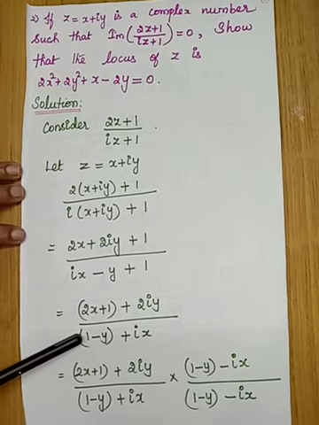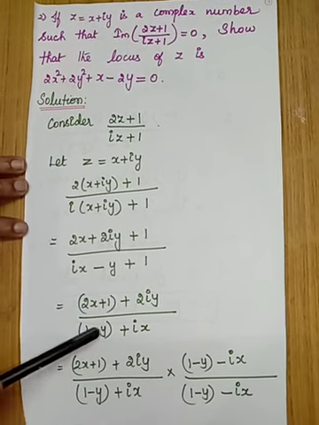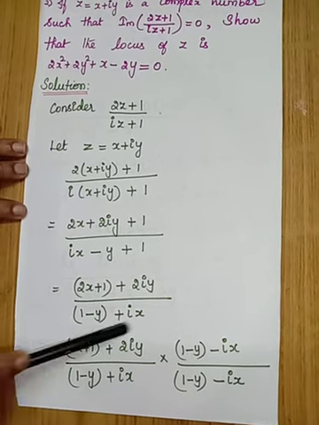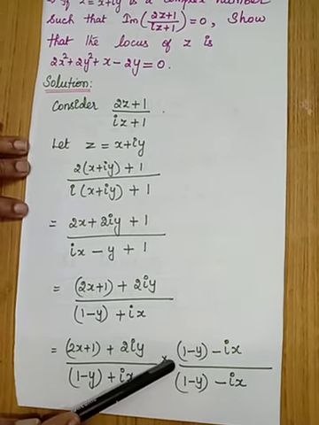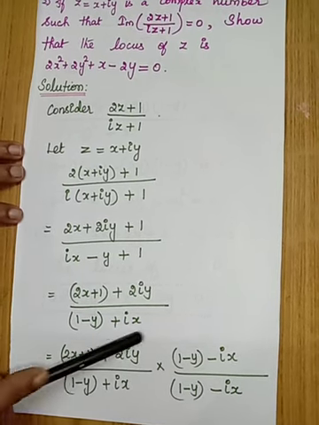That can be written as 1 minus y. Both are same. Minus y plus 1. Here I have written 1 minus y plus ix. So it is not in the rectangular form. So what you have to do? You have to multiply and divide by the conjugate of the denominator.